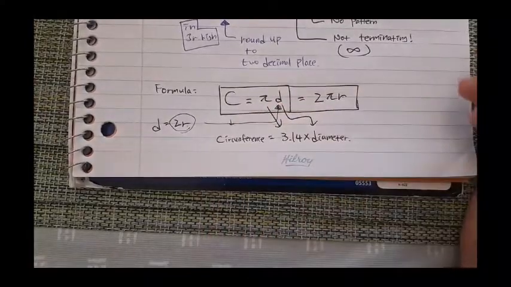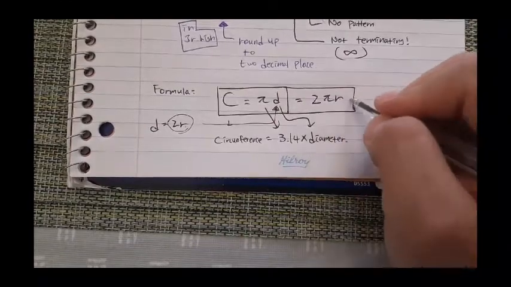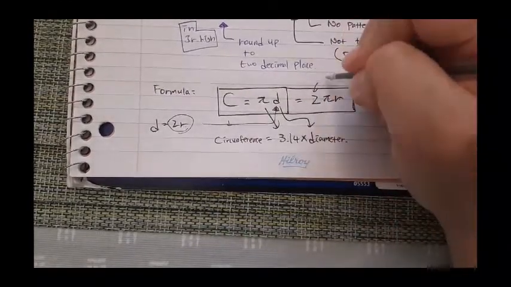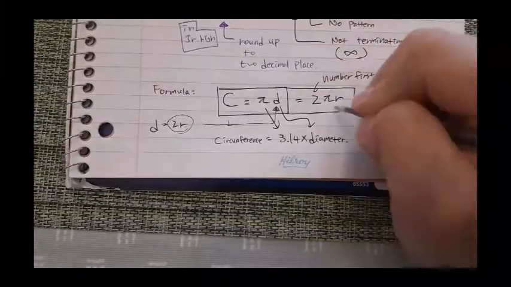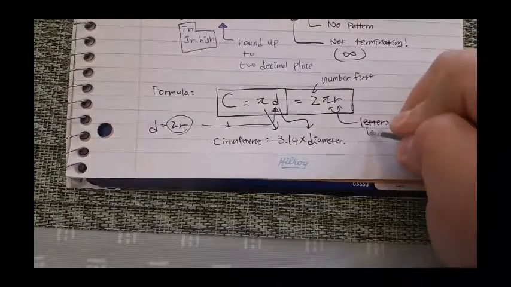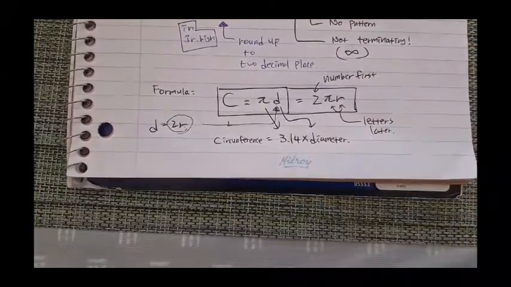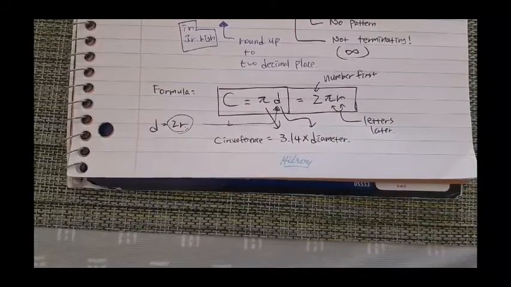because 2 and r is my diameter. Some people may wonder, Mr. Kim, why don't you write pi 2r? It's because numbers always go first, letters later. This is a rule for numerical coefficients, if you guys remember that chapter.